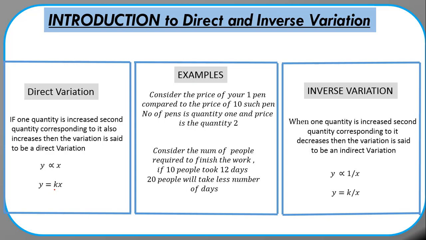Mathematically, we will write it: y is proportional to 1 over x. We will use again the sign of proportionality. If we replace this sign with equality, we have to introduce the constant k. So y is equal to k over x. Consider the number of people required to finish the work. If 10 people took 12 days, students, obviously if we increase the number of people, the number of days will automatically decrease. Such kind of variation is called the inverse variation. Let's dig deep into these problems to understand direct and inverse variations better.